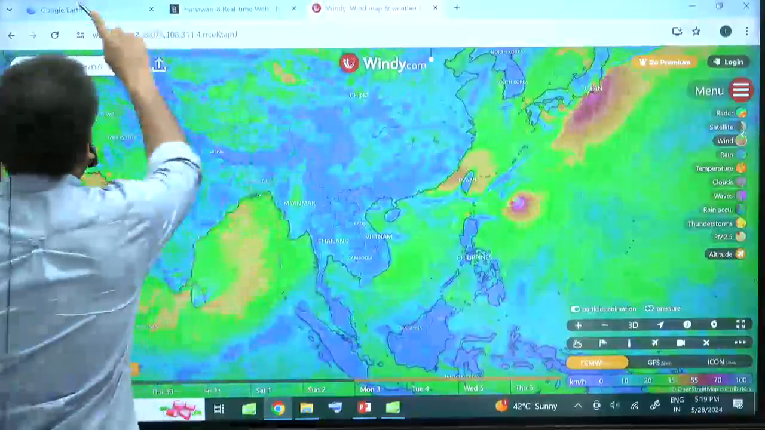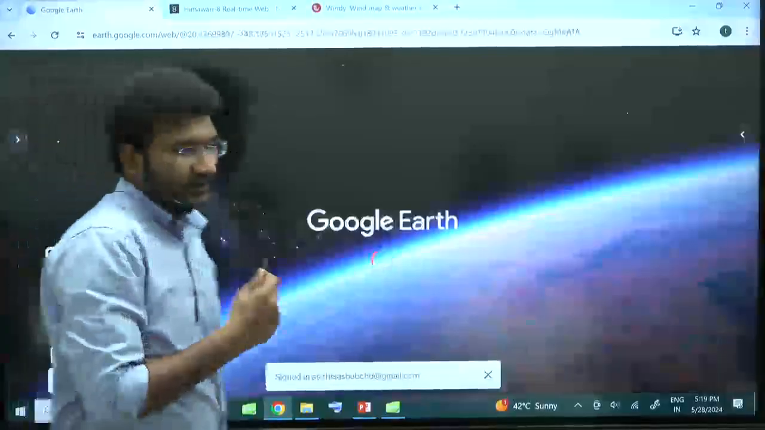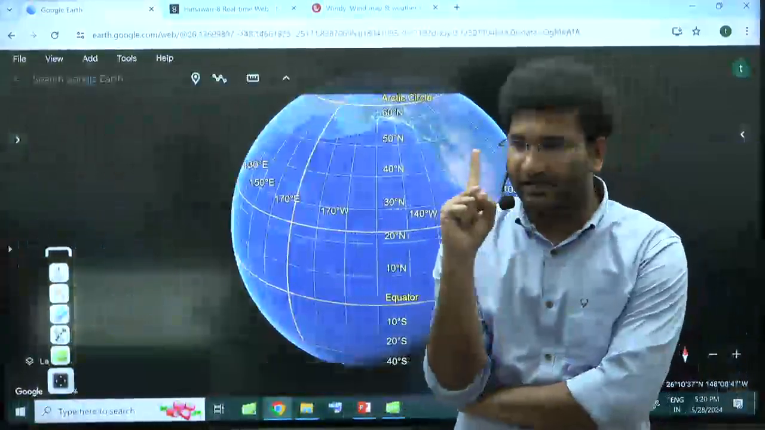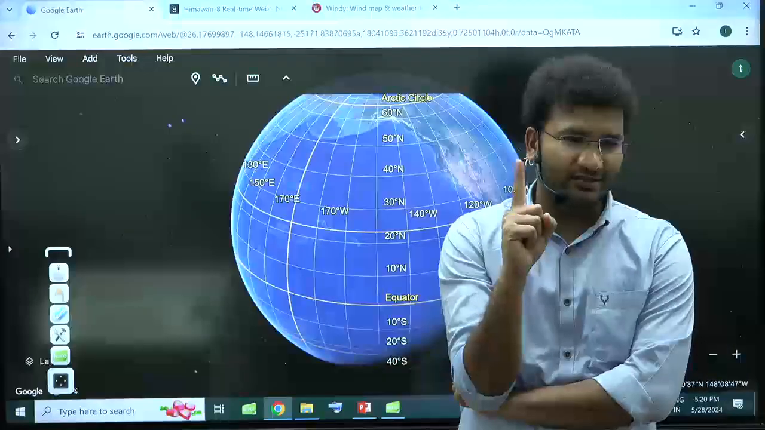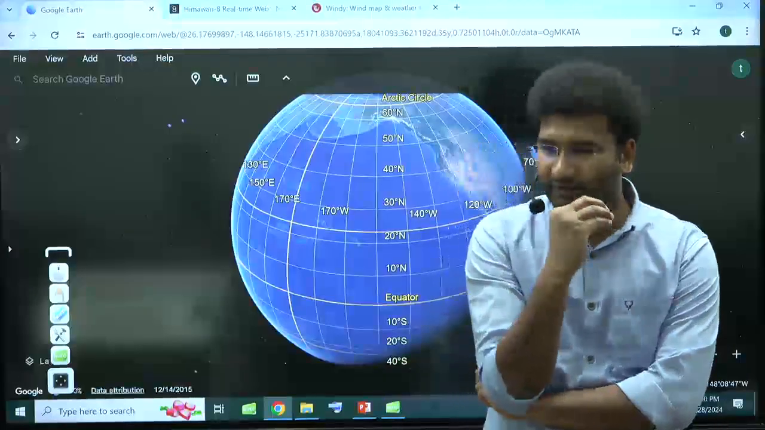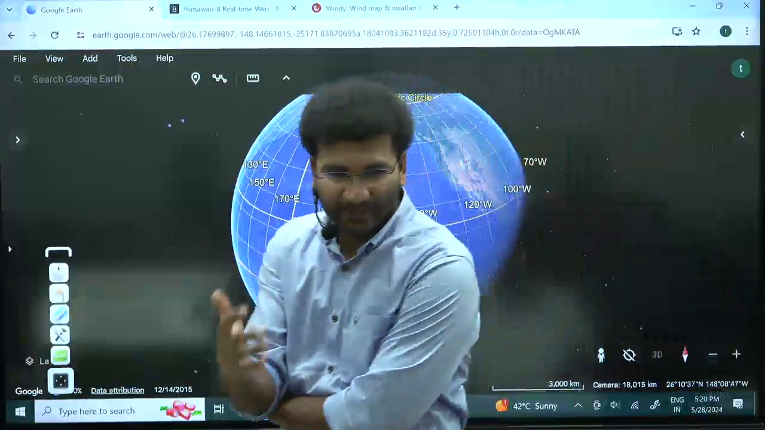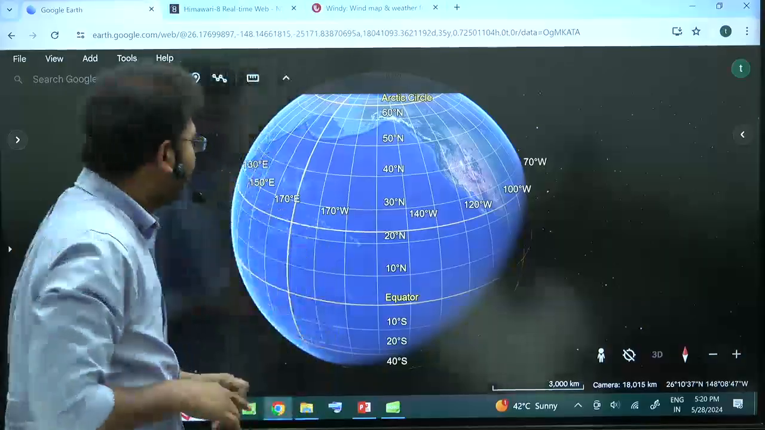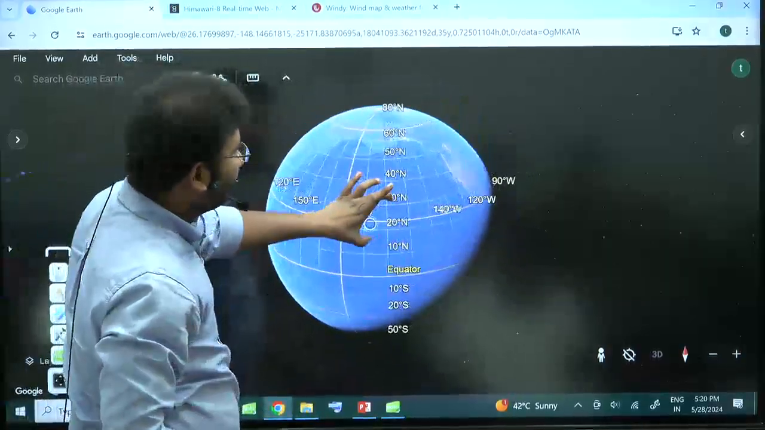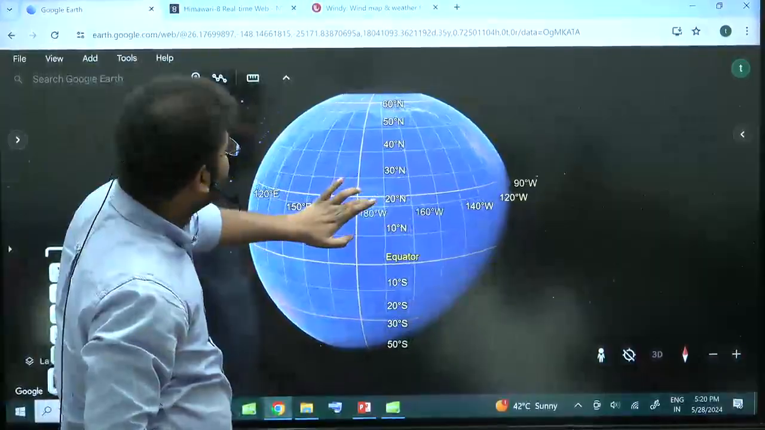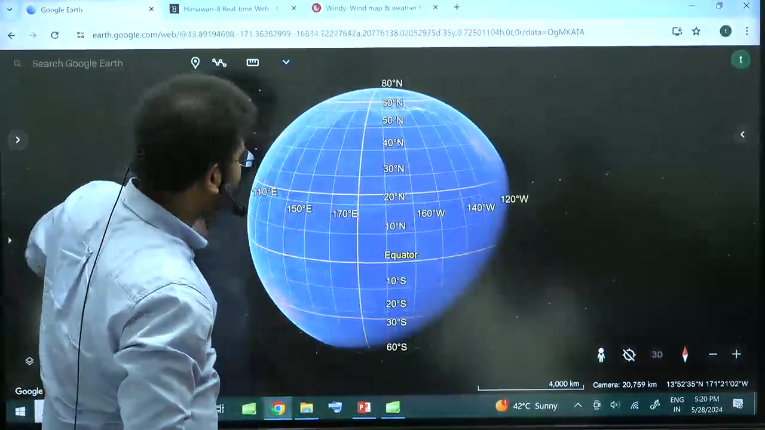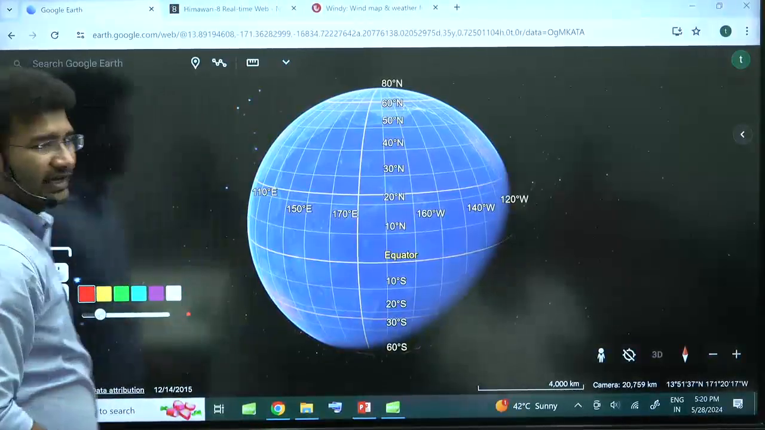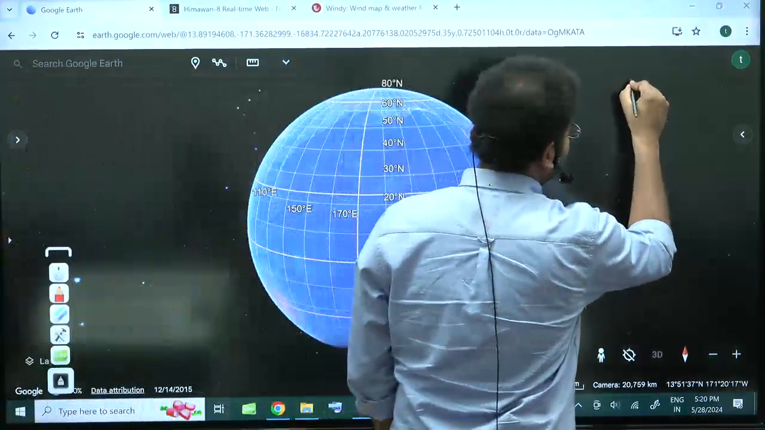Now, quickly come back to our atmospheric circulation. The first thing to understand is that wherever you have high temperatures, you'll have low pressure. Wherever you have low temperatures, you'll have high pressure. Right? This is clear to everyone? Come back. Now, I have told you that when you look at the temperatures broadly, it is like this. See, Earth has 7 pressure belts. Now, what are they?